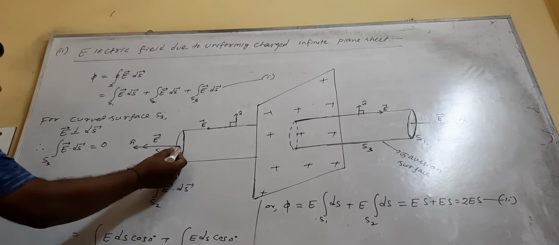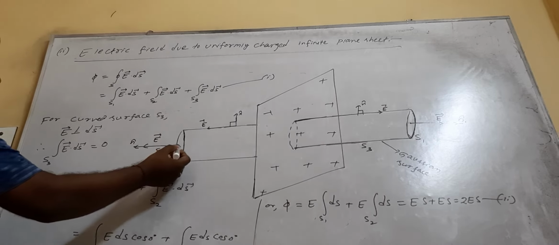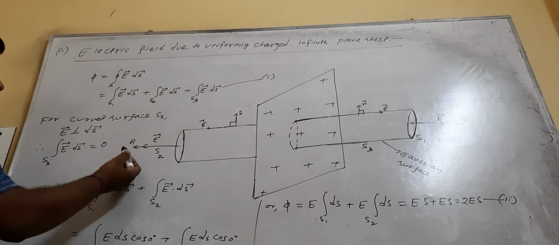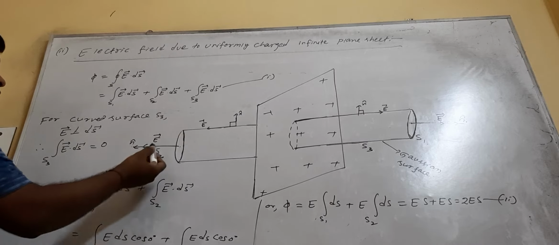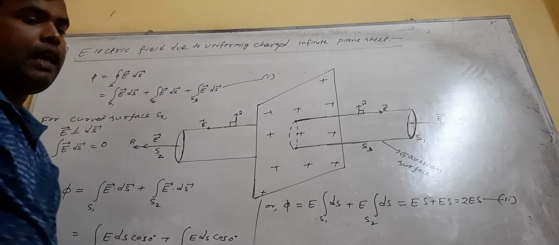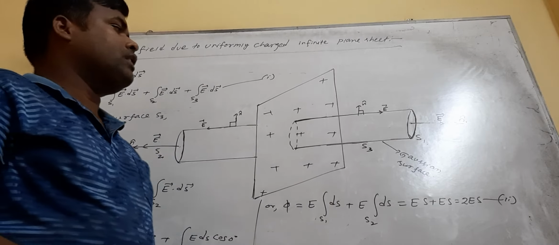Similarly, for this flat surface S2, you see electric field is towards left, and the area vector is along the outward drawn normal. Again you see electric field and area vector are along the same direction, that is parallel to each other.